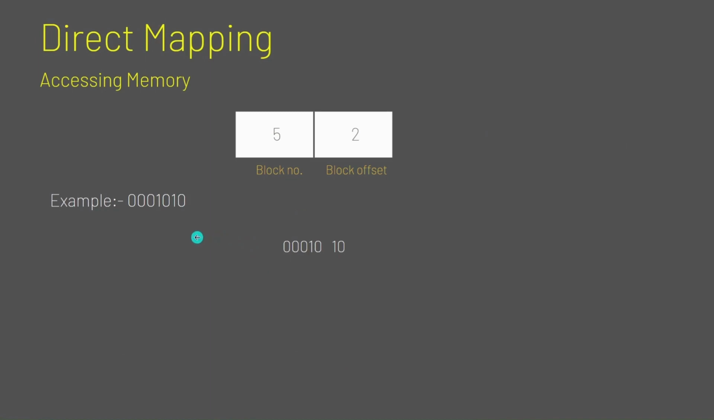Now let's take an example that the CPU has generated some random address. We'll divide it into 5 bits 0, 0, 0, 1, 0 and the 2 bits 1, 0. Now what is this basically, 0, 0, 0, 1, 0?